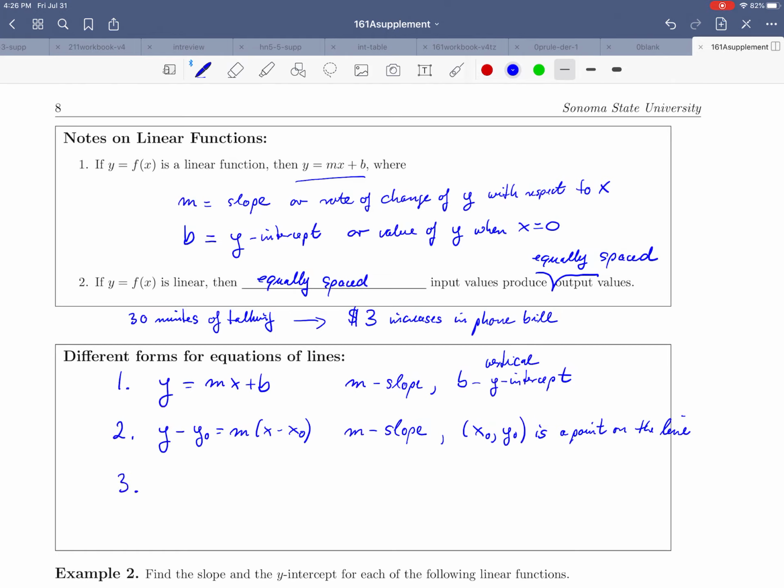Finally, there is another way to write this, where we could just bring all the interesting pieces of the equation to one side, and we could say we have ax plus by plus c is equal to 0, and a, b, and c are constants. Sometimes it's more convenient to look at lines in one way than the other, but most of the time we'll be working with either the first or the second one.